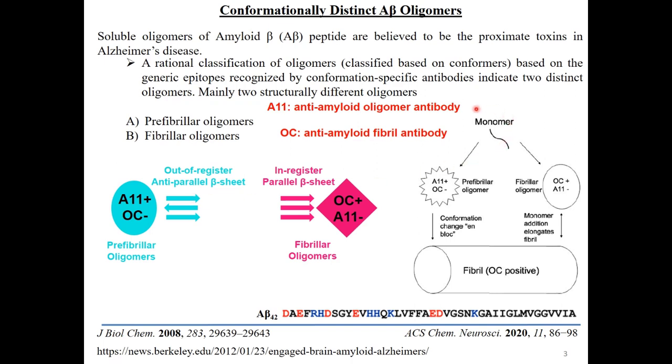For example, a monomer can go to a prefibrillar oligomer, which is A11 positive, and can undergo a conformation change leading to fibrils, which are OC positive. On the other hand, monomers can also go to a fibrillar oligomer, which is OC positive, and can add with a monomer, leading to fibrils that are also OC positive.